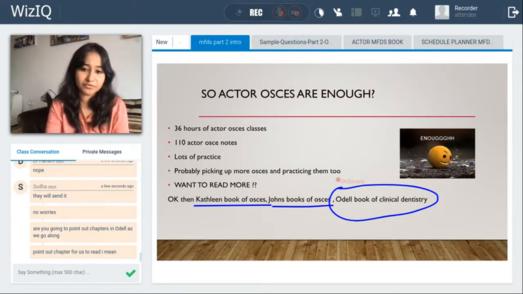That's what we told the previous batch also: read 3 to 4 chapters per day from Odell. You will not have any difficulties; it's a very simple book. I'm asking you to read it because you get a step-by-step approach, which is very important for the exam. It is not going to help you in talking; for that, we are here. But do read the book. It's very important.